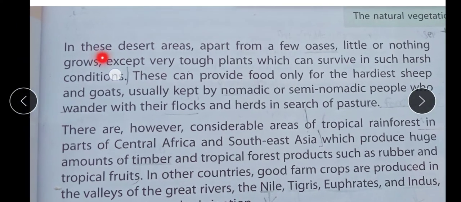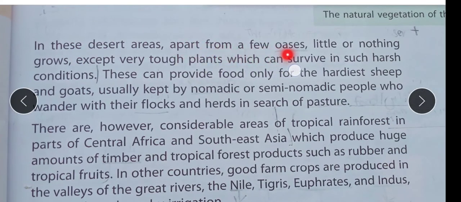Paragraph number 3 is telling us that in these desert areas, apart from few oases. Oasis means a fertile area which is located in between the desert area. Availability of water is possible there, and because of that crops are grown there, or you can say some plants are grown there, and that is why they are called oasis. In these desert areas, apart from so few oases, little or nothing grows except very tough plants which can survive in the harsh condition.